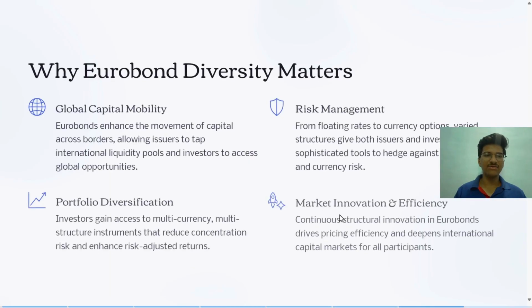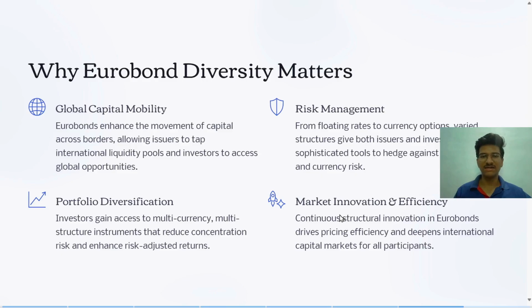Then later on, why Eurobond diversity matters. So first, as we discussed prior, what is the importance of Eurobonds? Almost similar to that. First is global capital mobility, as we have discussed that multiple currencies, multiple countries, multiple factors go into it. So the investor is pretty safeguarded, that it is not highly volatile of any sort, and it is a debt instrument, so they get some sort of interest on a periodic basis.